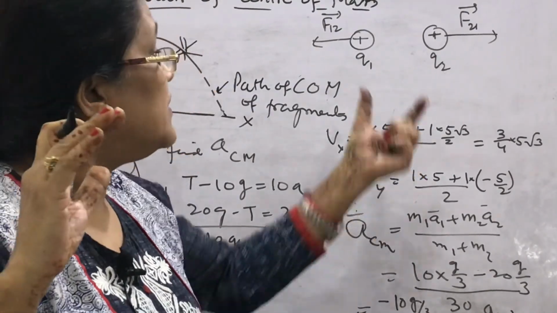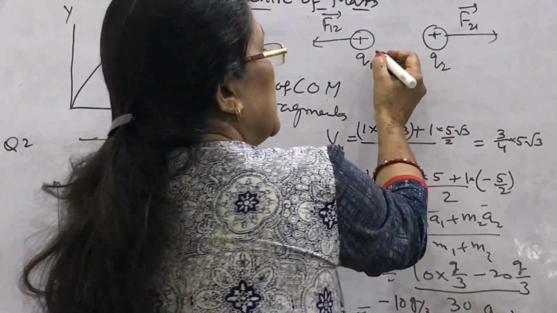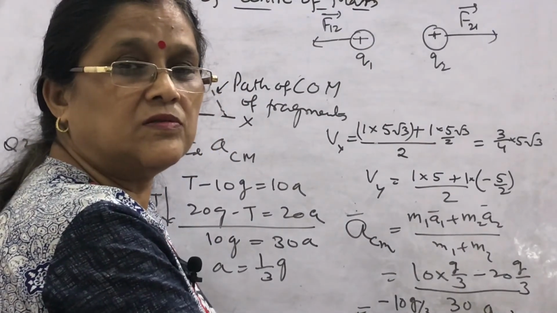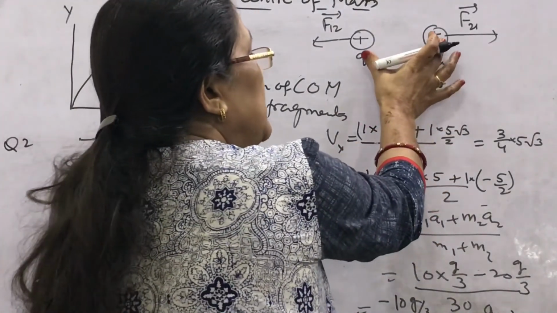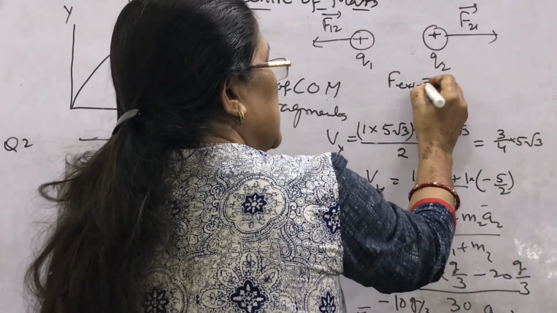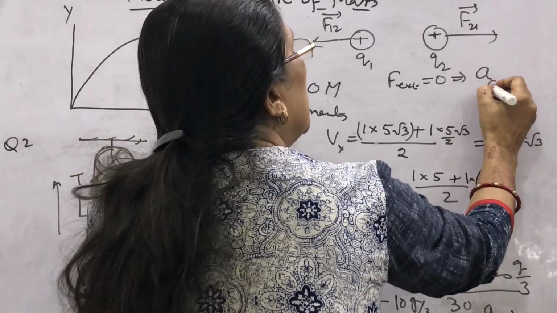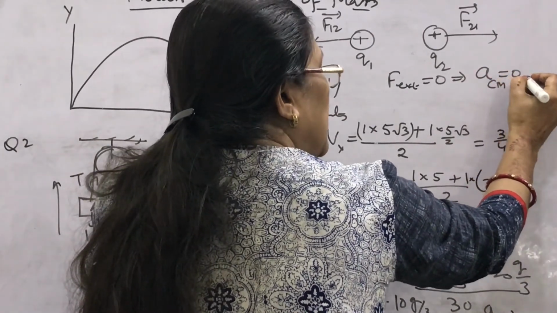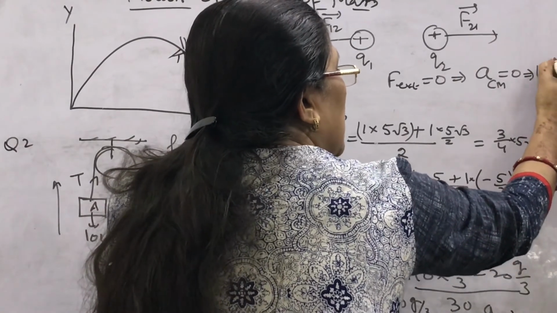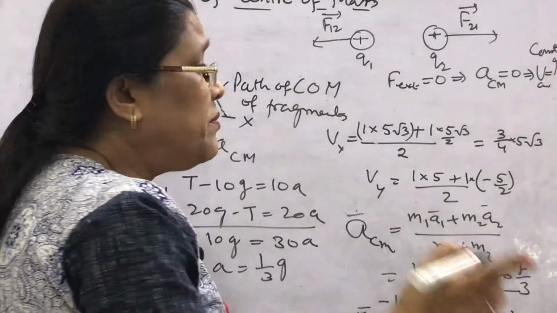Look here, there is no external force here, since only the force of repulsion acts. Then what will you say here? That F external is 0. It means A, center of mass, is 0. It means V, center of mass, is constant. What does it mean?